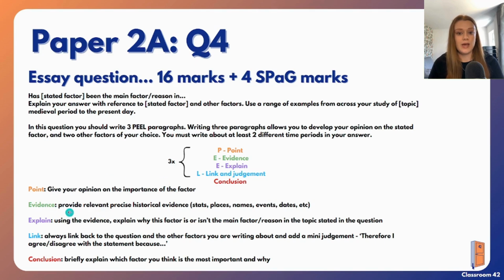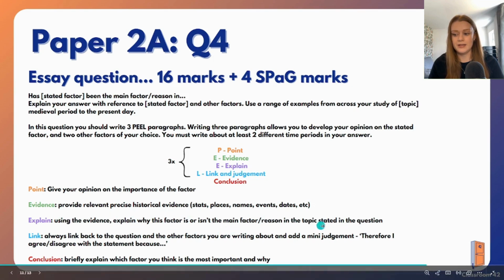Then you need to bring in your evidence. So this is, again, your relevant, precise historical evidence, as always. Then we're going to explain, using our evidence, why this factor is or isn't the main factor or reason in the topic stated in the question. And then you've got to link back to the question. So always linking back to the question, and this is a really good way to add in a mini judgment for each paragraph.